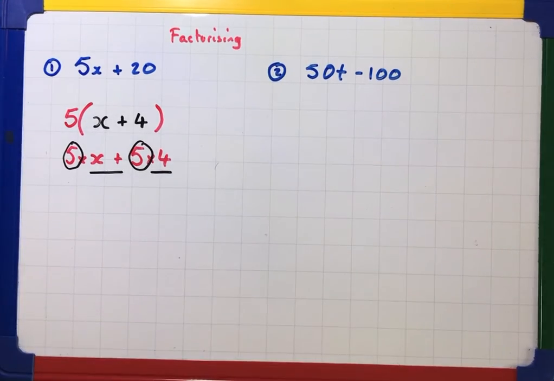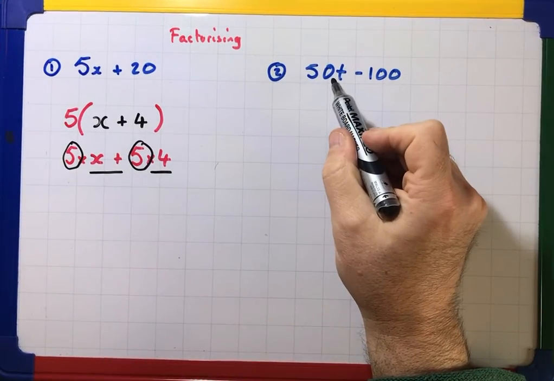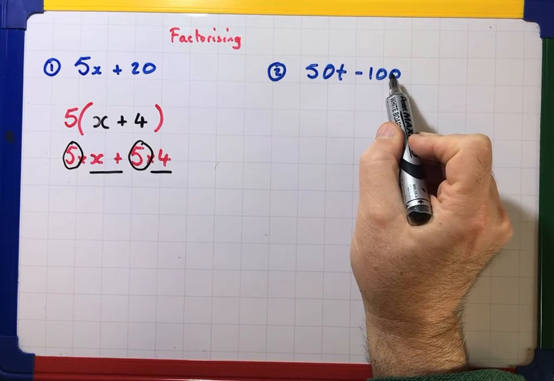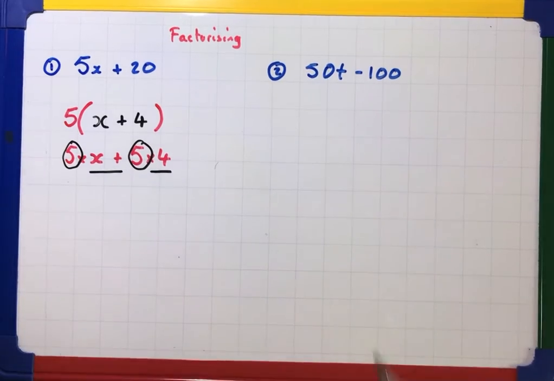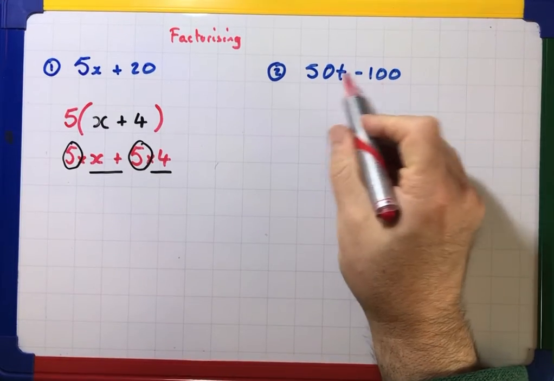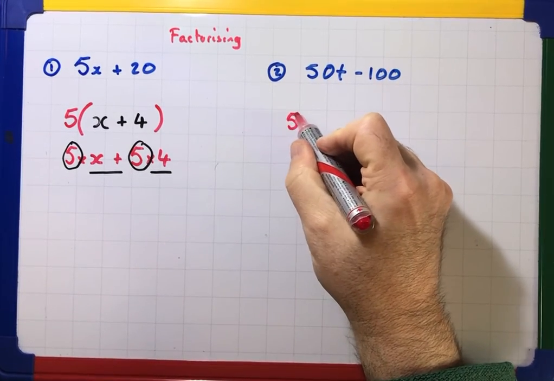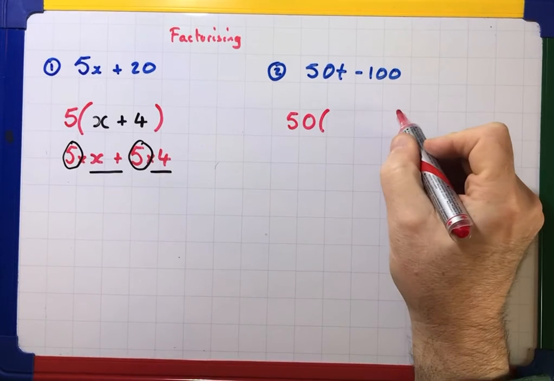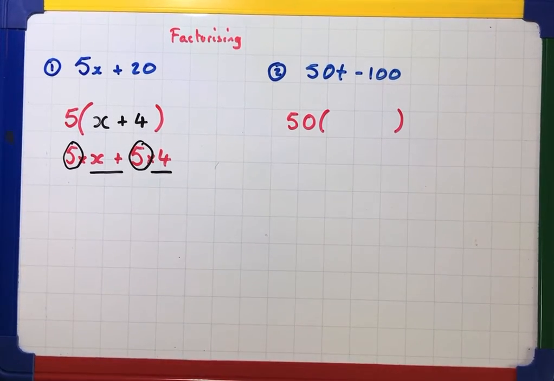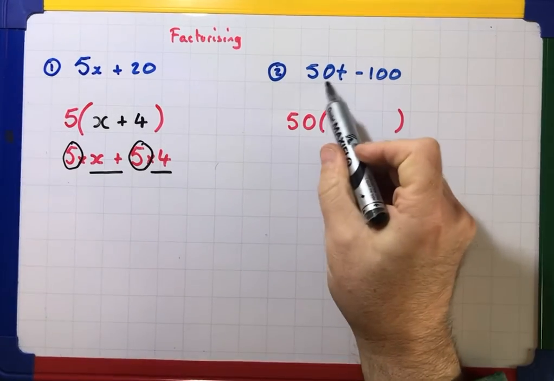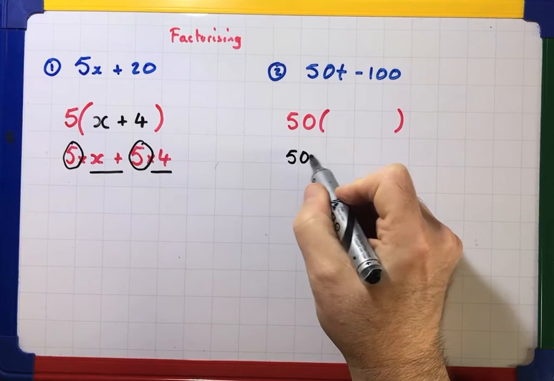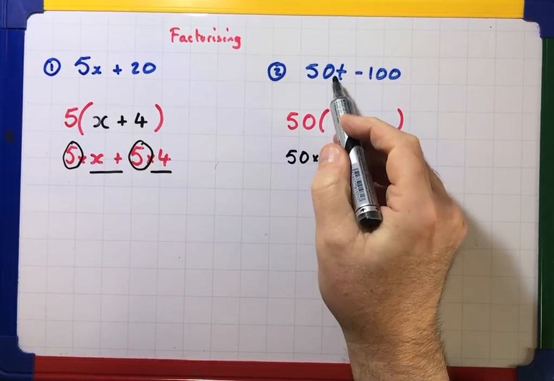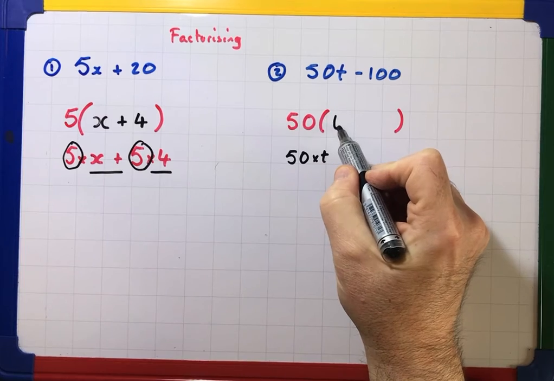Okay, let's have a look at the next one. This time, look, the biggest number that goes into 50 and 100 is 50, isn't it? So the number that's going to go on the outside of the bracket, the biggest number you can divide both of these by, is 50. So I'm going to put 50 there. And then I'm going to have a little think about what goes on the inside of the bracket. The first bit, similar to last time, look, 50 times t is 50t, isn't it? So the first bit inside the bracket is t.